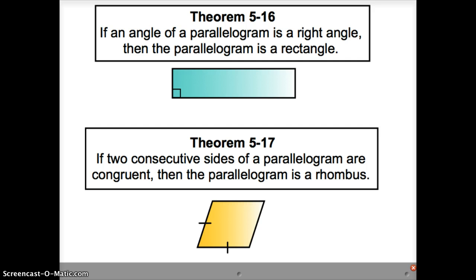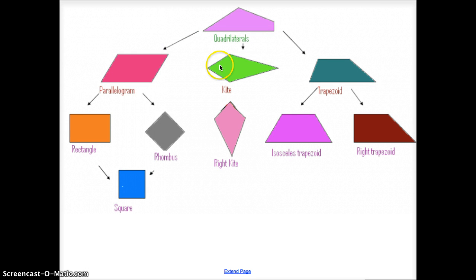If two consecutive sides of a parallelogram are congruent, then the parallelogram is a rhombus. Now, we've determined in previous slides that a parallelogram with consecutive sides congruent could be a square, but it's definitely just a rhombus. In the previous slide, I mentioned that kites have consecutive sides congruent, but also that two disjointed sides would not be congruent. The property that differs between a kite and a rhombus is that a rhombus is a parallelogram, whereas a kite is not.